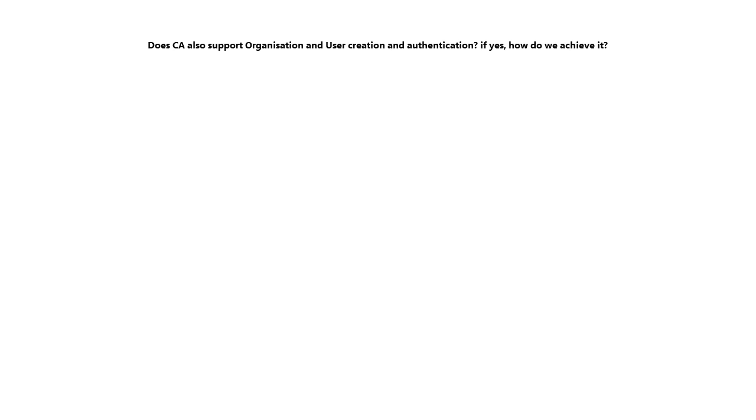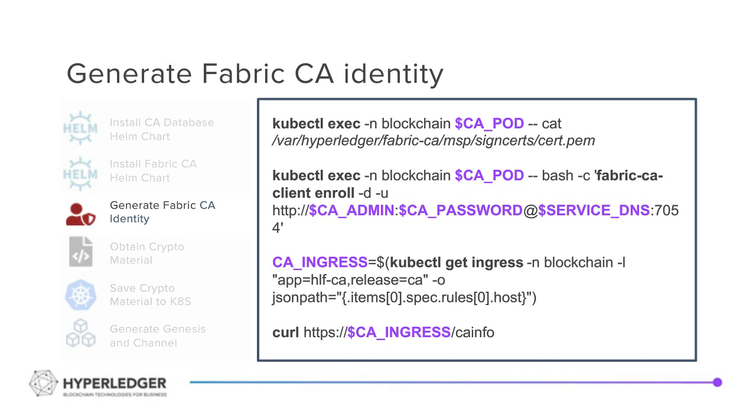So the CA, we already demonstrated actually how the CA supports the organization enrollment. So we did that in one of the slides before. We did it right here. So it's related to the previous question. And you can also use the CA for user creation and authentication. So basically, you can also enroll a client or a user.